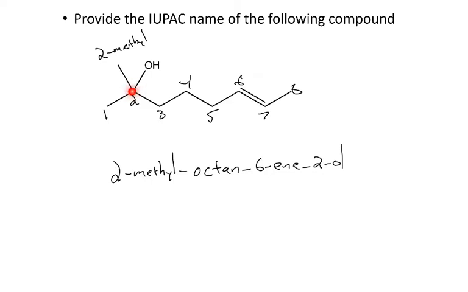So this carbon's not chiral because I've got 2 methyls coming off, but I do have an alkene, and so I should indicate whether it's E or Z or cis or trans. Now, because I have 2 hydrogens here, I could go with trans, or since the 2 higher priority groups are on opposite sides, I could go with E. So I'm going to go with the EZ designation, and so I'm going to call it E-2-methyloct-6-en-2-ol.